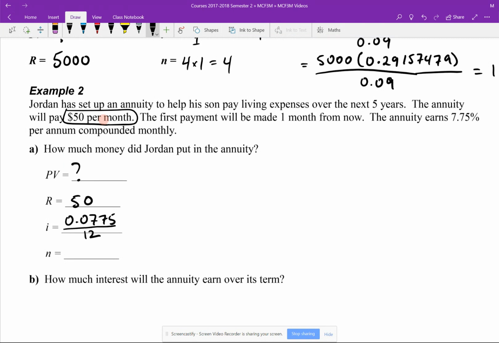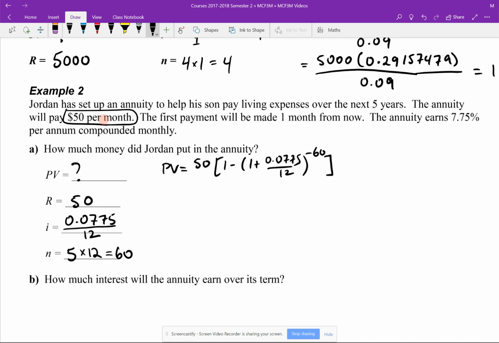Okay. And the number of compounding periods. So over a 5-year period, there are 12 compounding periods per year. So 5 times 12 is 60 total periods. All right. So now that we have the numbers, we're ready to go. Find the present value. So PV equals 50, my regular payment, times 1 minus 1 plus 0.0775 over 12 to the exponent negative 60.